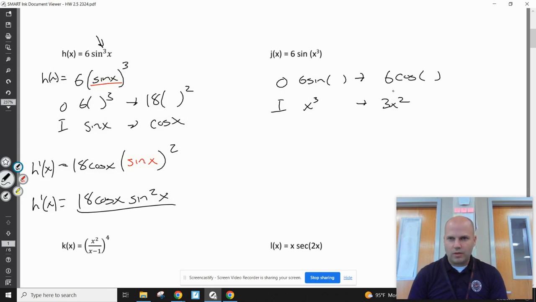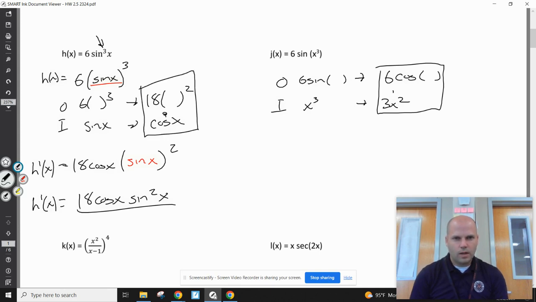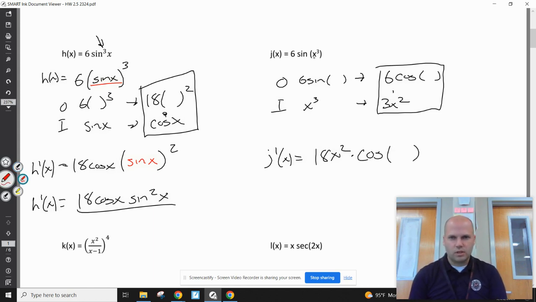If you'd like to multiply the 3 and the x squareds together, do that. It's good to show this step that we're multiplying the derivatives of the composed functions. So j prime is 18x squared times cosine parentheses. What starts in the parentheses stays in the parentheses. Okay.